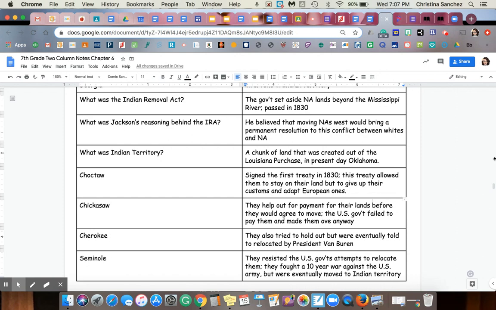First question is, what was the Indian Removal Act? This should have been a definition for you. It was that the government set aside Native American lands beyond the Mississippi River, and this act was passed in 1830.